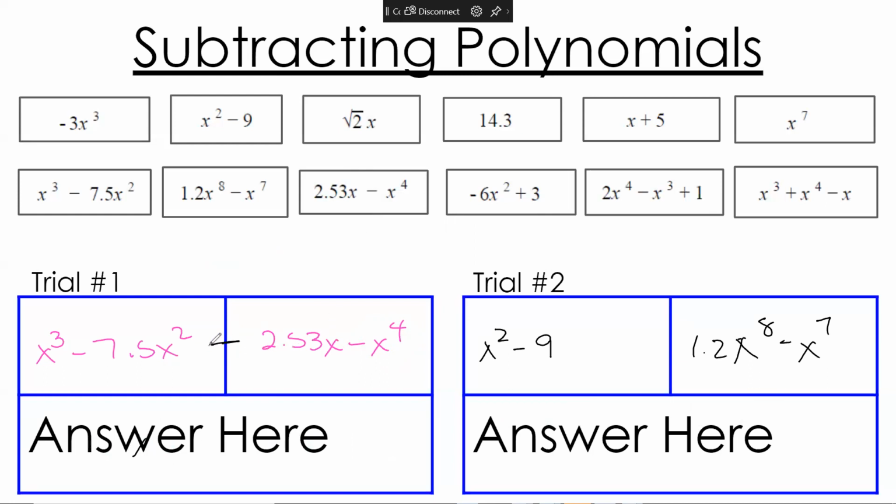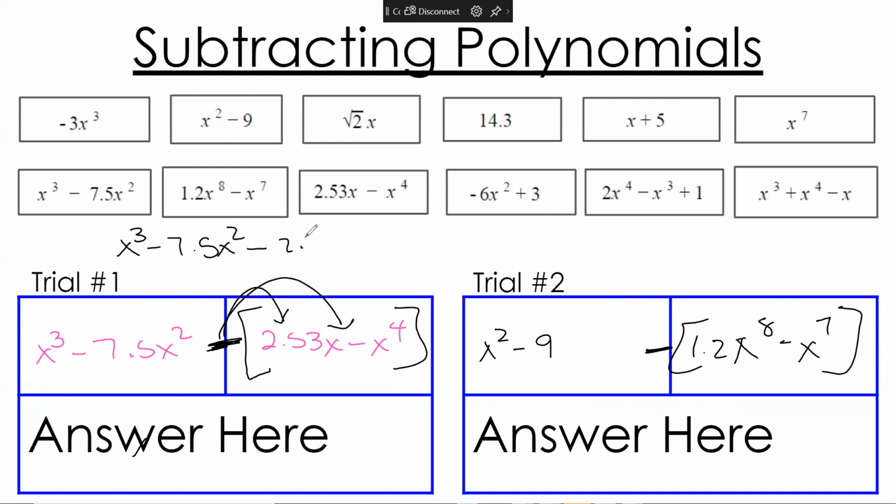All right, so when we subtract, notice how I'm adding a bracket around the second one. We've got a subtraction sign in between. Remember, the first thing we do with subtraction is distribute that negative to each piece inside of that bracket. That's going to switch the sign of everything in there. So I'm going to rewrite this: x to the 3rd minus 7.5x squared minus 2.53x plus x to the 4th.